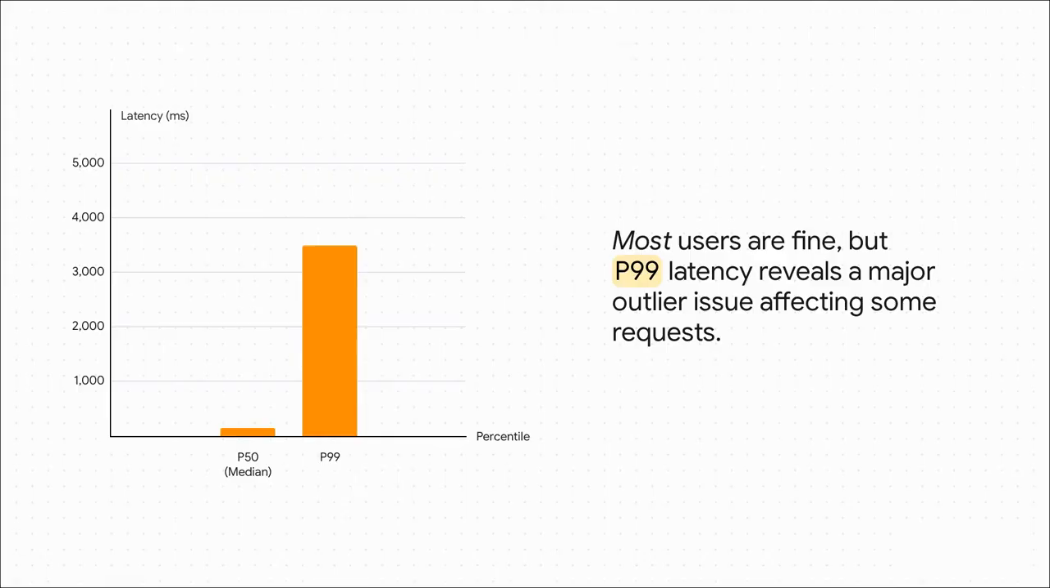Here's our first clue straight from the metrics dashboard. Now, what's interesting here is the P50. That's the median latency. It's at a perfectly fine 150 milliseconds. So for most users, everything's great. But then you look at the P99 and whoa, 3.5 seconds. That's a huge difference. This tells us the problem is definitely real, but it's an outlier issue. It's only affecting a small but probably very frustrated group of users.